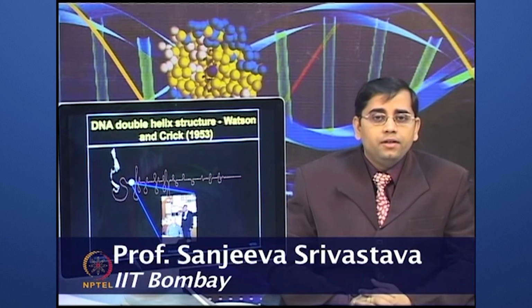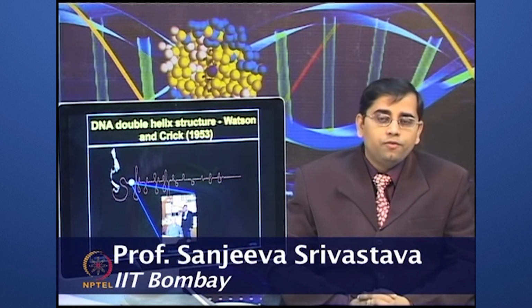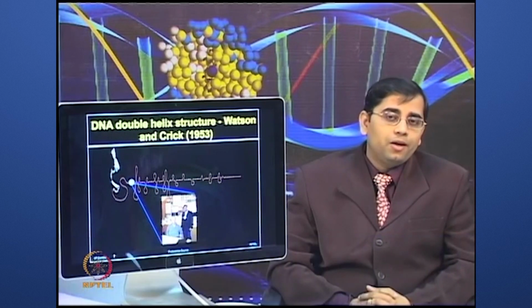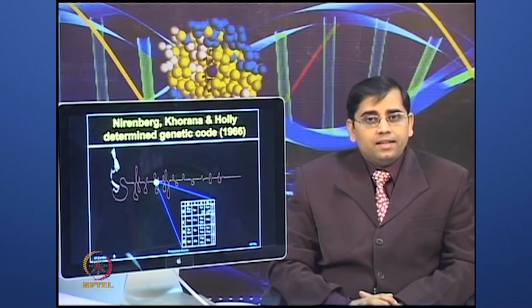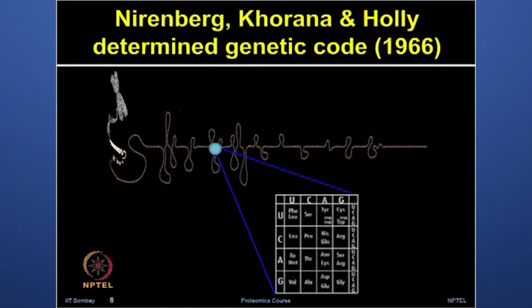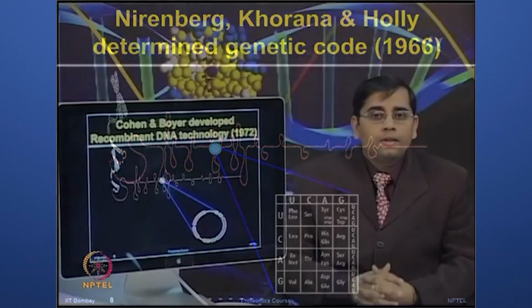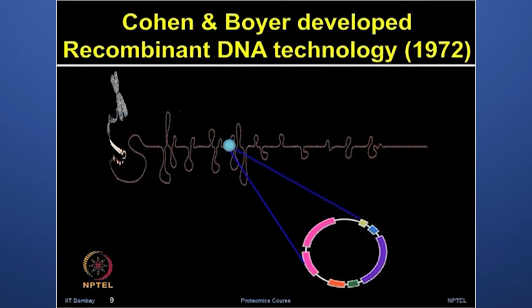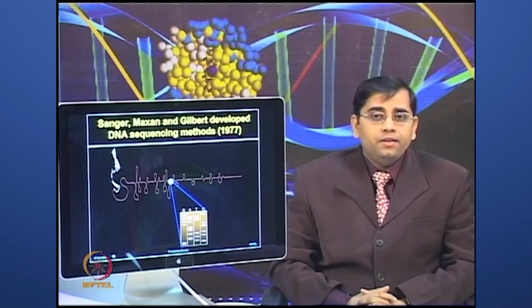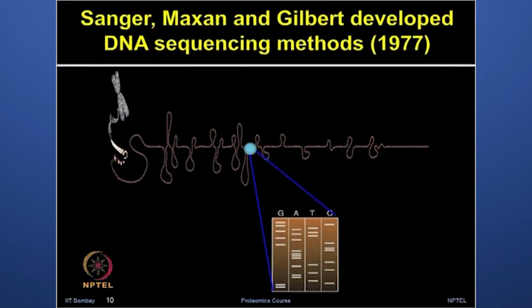From that time, the structure and function of DNA has been a subject of great research interest in the field of biology. Shown in the picture is James Watson, and I had an opportunity to meet with him in Cold Spring Harbor. So, I have shown that picture here. Now, in 1966, Nirenberg, Khorana and Hawley determined the genetic code. Another major milestone discovery was recombinant DNA technology, which was developed in 1972 by Cohen and Boyer. In 1977, the DNA sequencing methods were provided by Sanger, Maxam and Gilbert.